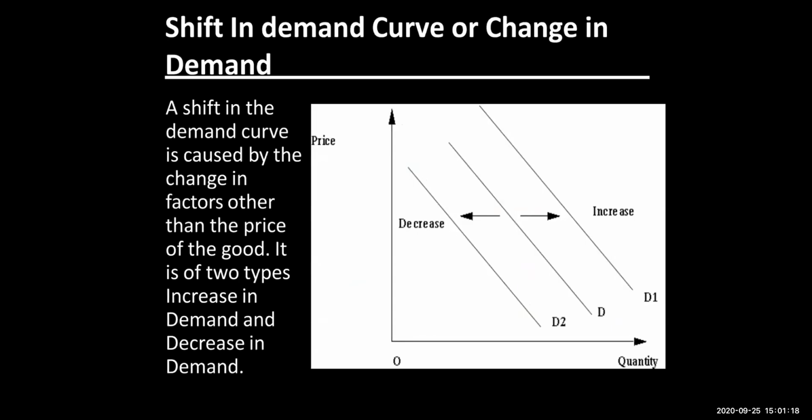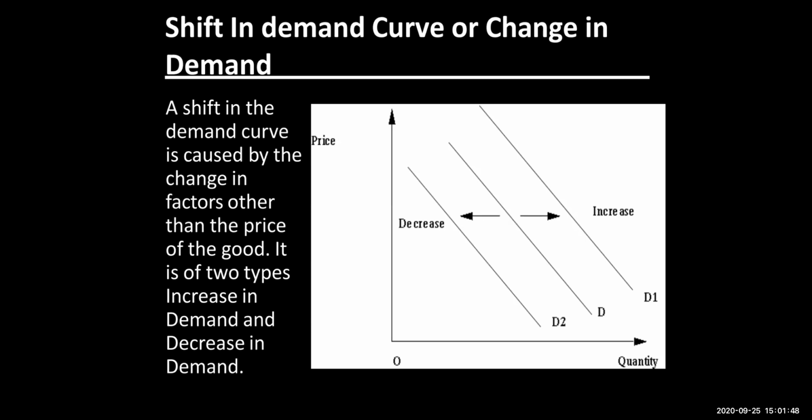Next is shift in demand curve or change in demand. Now, a shift in demand curve is caused by change in factors other than the price, which means we are going to assume opposite of movement, which means price alone is constant factor and the rest of the factors like population or income of the consumer, price of related goods, all those are variable factors. So let's say any one factor, income.